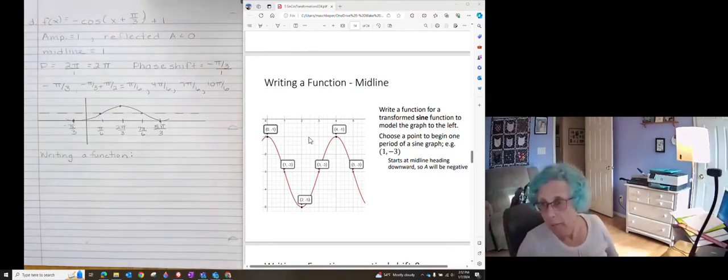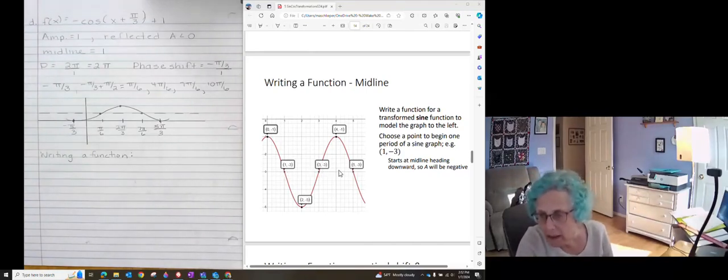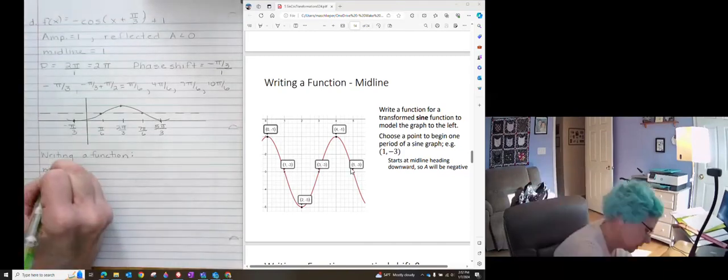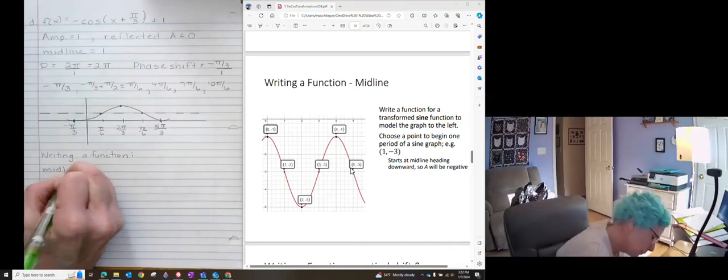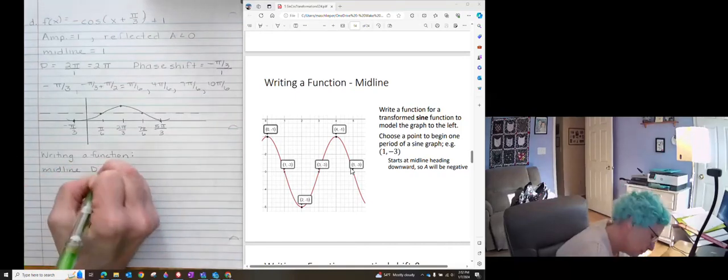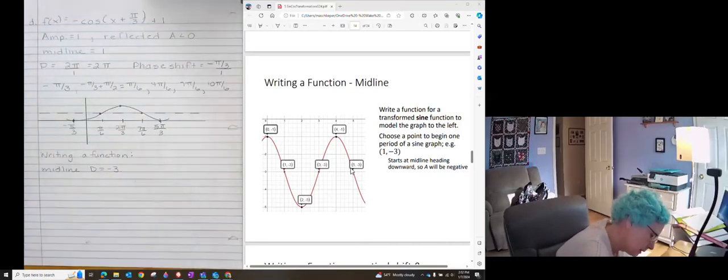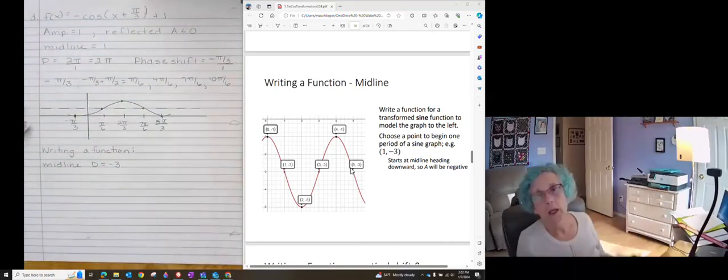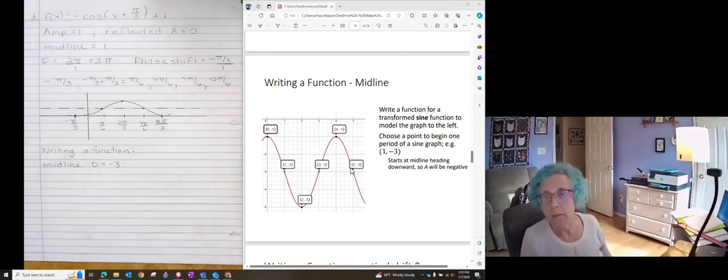So I'm going to find a point to begin one period, and I can see that my midline here is at -3. So I'm just going to write that down. Midline, which is D, is -3. I'm also going to tell you how you can calculate it because I like to have a mathematical formula for things. But we can just eyeball it and know that the midline is there at -3.